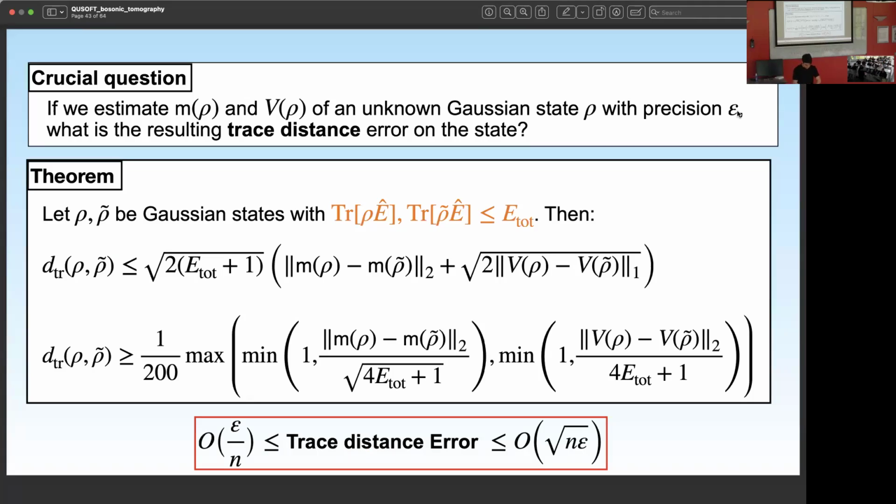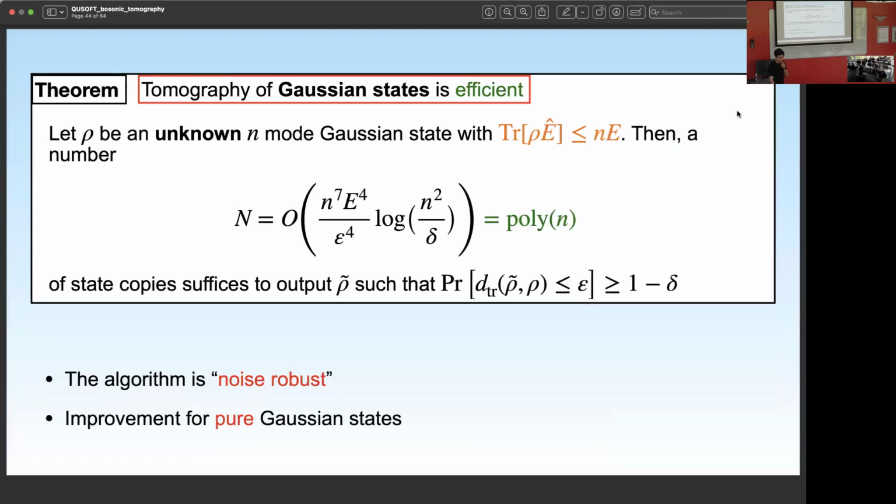With this upper bound, we can now analyze the sample complexity of tomography of Gaussian states. Basically, the protocol of tomography of Gaussian states is to measure the first moment and the covariance matrix. Then, to get an estimate of the trace distance, you use this upper bound and propagate the error through it. By using this, we can show that tomography of Gaussian states is efficient. We found an upper bound on the sample complexity, and it turns out to be polynomial in the number of modes. So the tomography of Gaussian states is efficient.